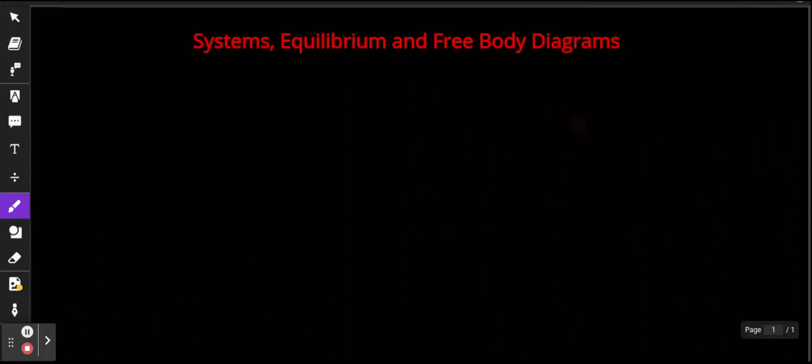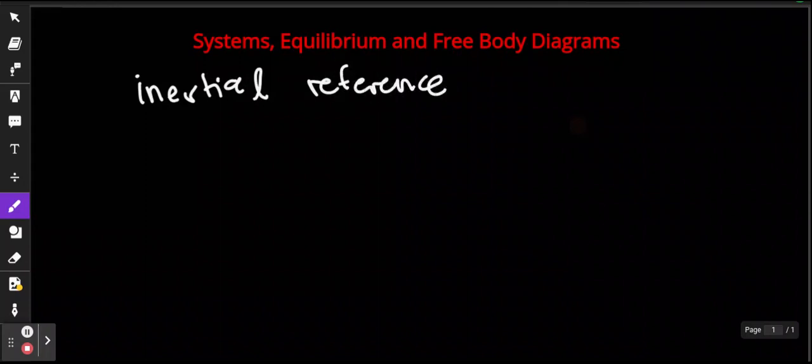Okay, now let's talk about systems, equilibrium, and free body diagrams. So a system is essentially a piece of the universe, or however many objects we choose to be in a system. Usually physicists define a system in a way that helps their problem be solved easier, which we will go into when we get a little bit more advanced. In a system, when we're solving dynamic problems, we need an inertial reference frame. So, an inertial reference frame is a frame which is not accelerating.